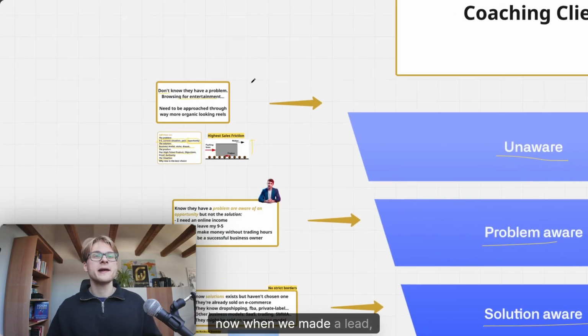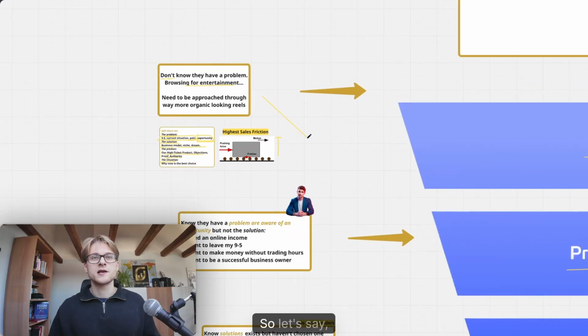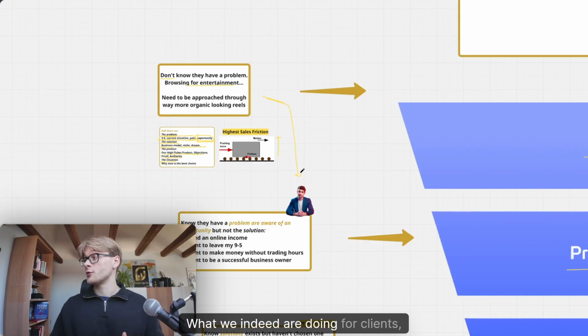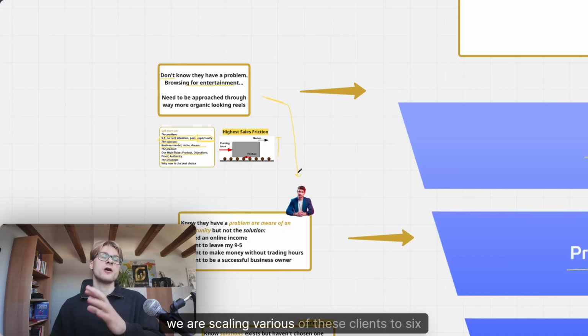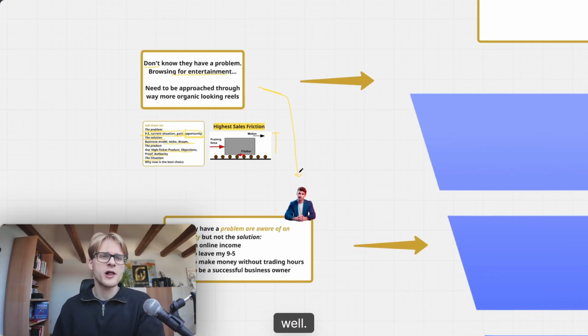Now, when we have made a lead aware of the problem or aware of the opportunity they might be in, let's say, for the easiness of this video, we're selling an Amazon wholesale coaching offer. What we indeed are doing for clients is scaling various of these clients to 6 figures a month. I've got some testimonials here on this channel as well.